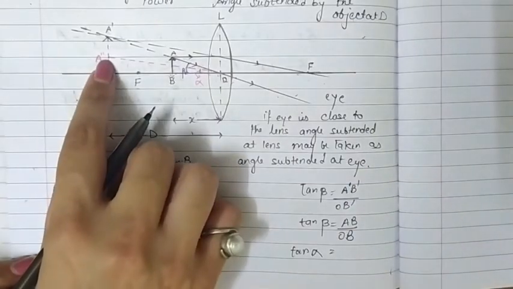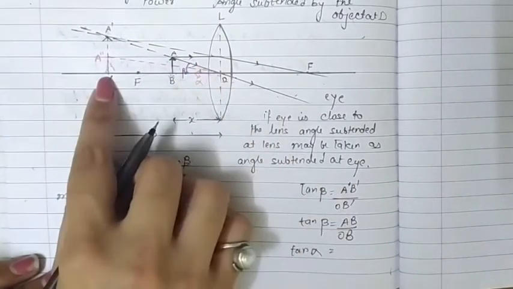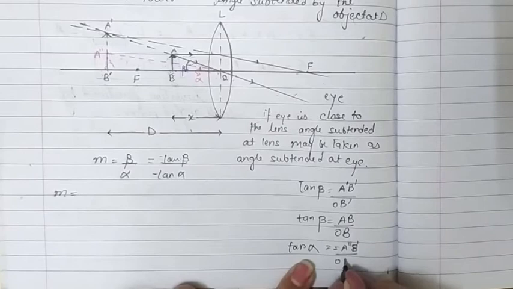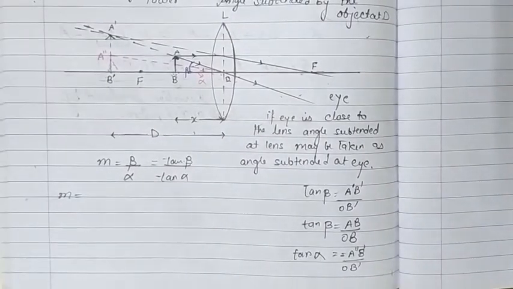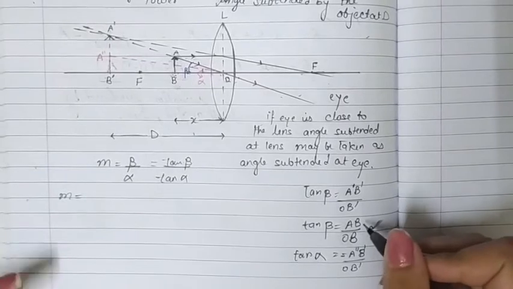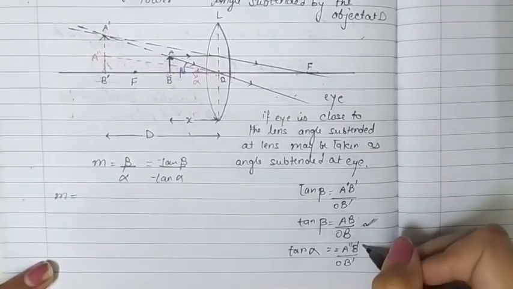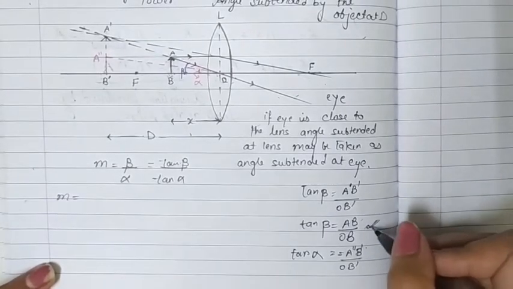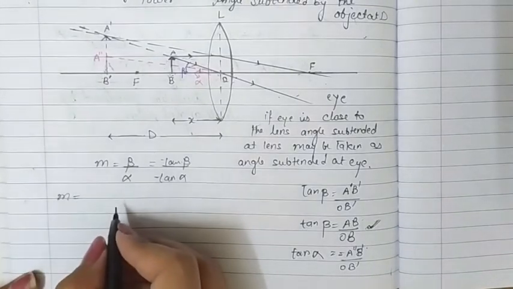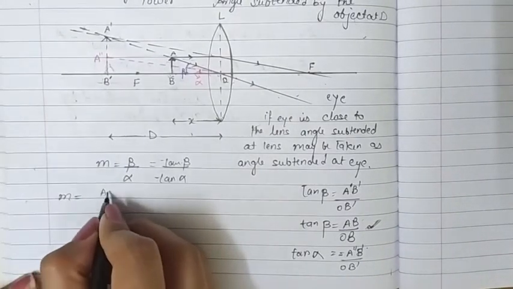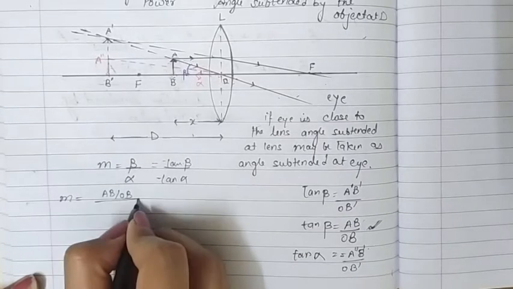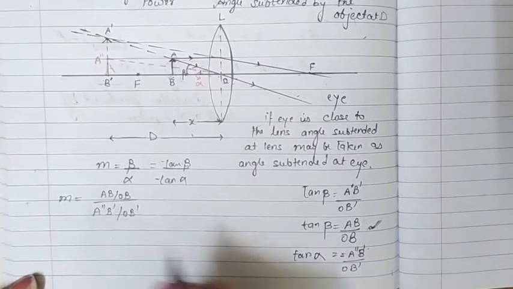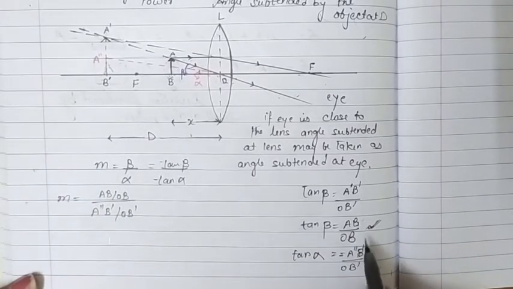this value will be taken from the triangle A''OB', and its value will be A''B', meaning perpendicular upon base, that is OB'. So now I am going to use this value of tan beta because AB and A''B' are equal, and further this will make my calculation simpler. So I am going to use this value of tan beta from the triangle ABO. So M is equal to AB upon OB upon tan alpha, and in place of tan alpha we can put A''B' upon OB', or we can write AB is equal to A''B'.